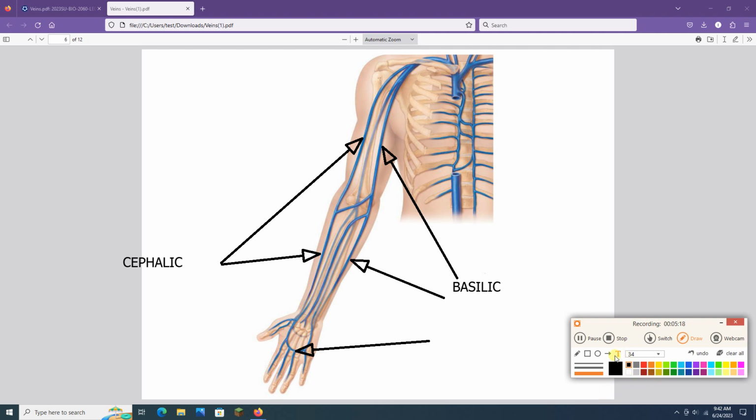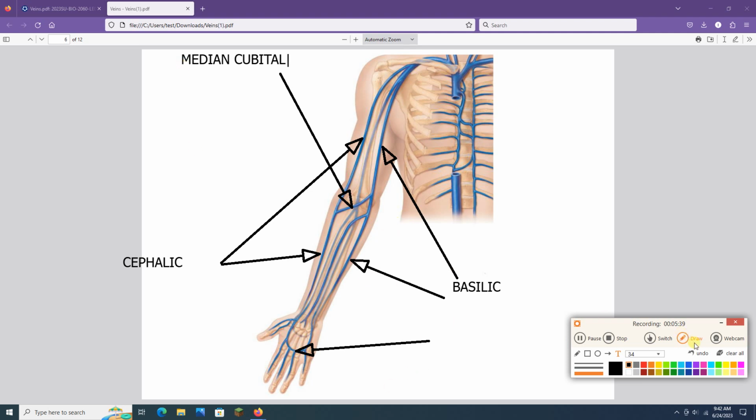I also want you to notice that there is a vessel connecting them. Getting a little crazy with the arrows here. The vessel connecting them is called the median cubital vein. That's the vein you stab when you're getting blood drawn at the doctor's office or something like that.